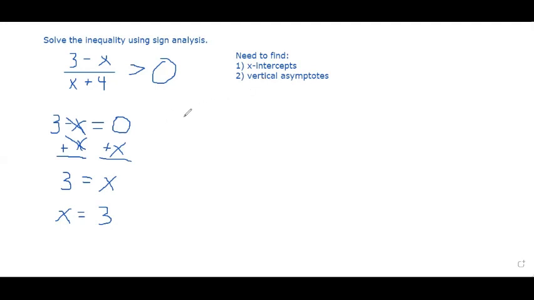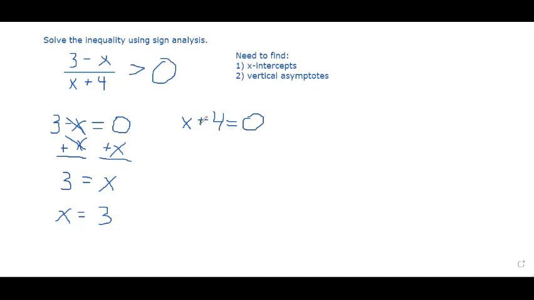Now to determine the vertical asymptotes, we would set the denominator equal to 0. However, we have to be careful because we need to make sure that the rational function has been simplified first by canceling out any common factors in the numerator and the denominator. It looks like there's nothing that we can cancel out in terms of common factors. So we can go ahead and set the denominator equal to 0. So we have x plus 4 equals 0, and then we'll solve this equation.